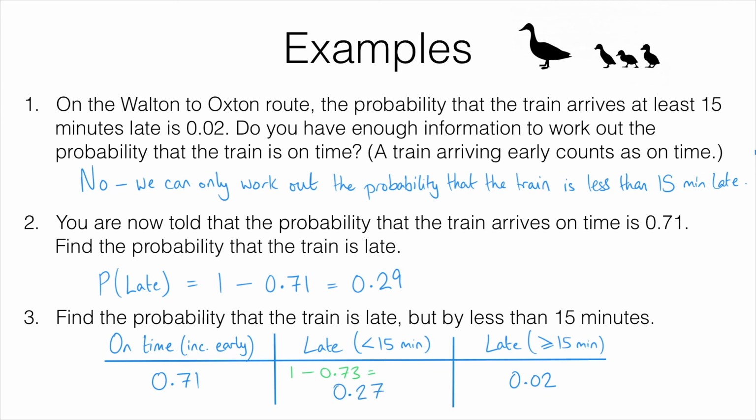Some of you may have spotted that you could work out that answer by doing 0.29 take away 0.02. For those that didn't spot it, I'll leave you to work out why that makes sense.